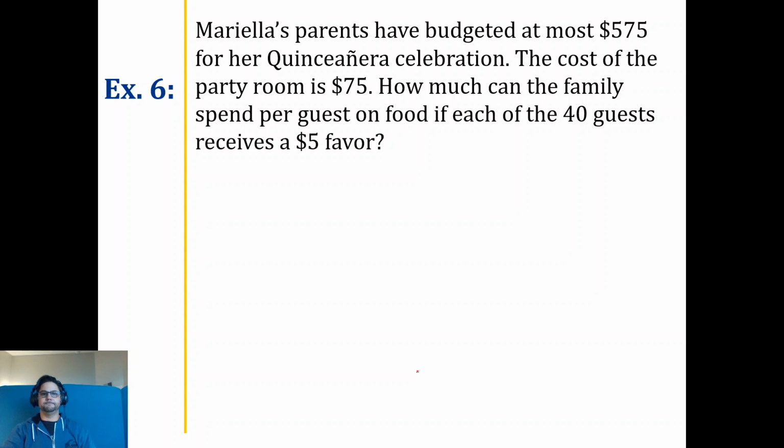So let's see here. We've got 575, that's the total at most, which means they cannot spend more than 575. So remember, that's going to be helpful for our inequality. The cost of the party room is $75. Okay. 40 guests receive a $5 favor. So let's see. I guess our food is our unknown, right? Let's see.